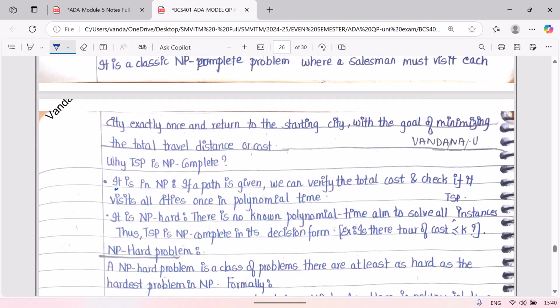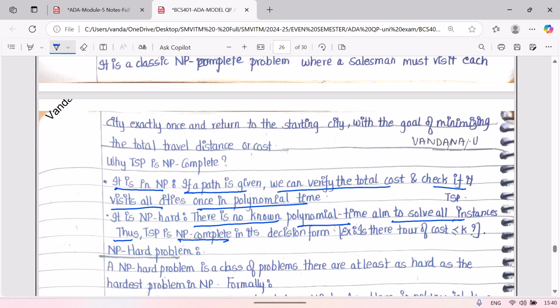See here, it is in non-deterministic polynomial. If the path is given, we can verify the total cost and check if it visits all the cities once in polynomial time. But there is no known polynomial time algorithm to solve all the instances of TSP. So TSP comes under NP complete problem.